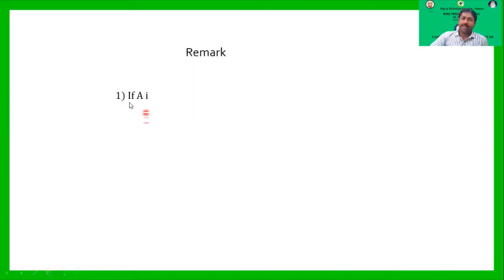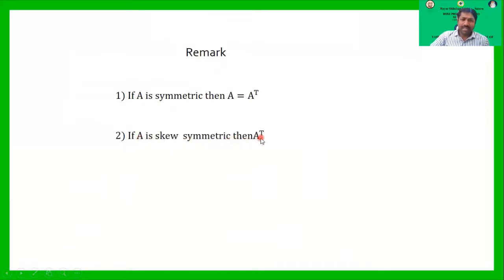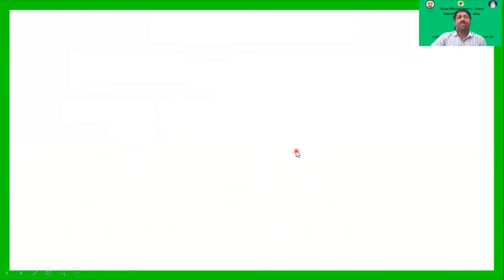Now remark: if A is a symmetric matrix, then A is equal to A transpose. If the given matrix is symmetric, then all its elements are symmetric and the diagonal elements do not change position. So if the matrix is symmetric, its transpose and the matrix itself are equal. If A is skew symmetric, then A transpose is equal to -A. If a matrix is skew symmetric, then its transpose is equal to -A.